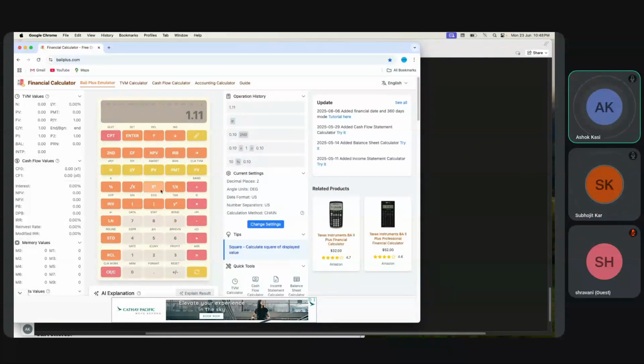Before that, two decimals will not be good, so I'll change the decimal format. 1.1051. I'll change the format to eight decimals.